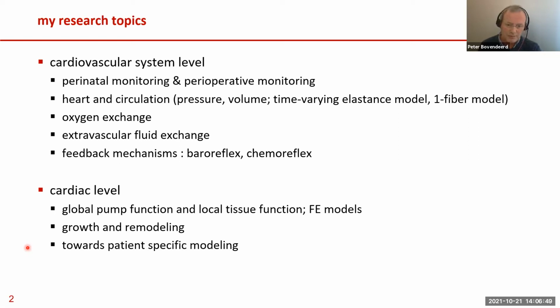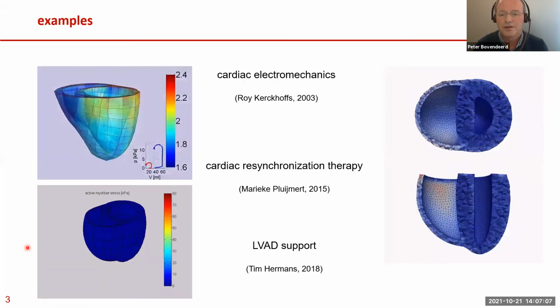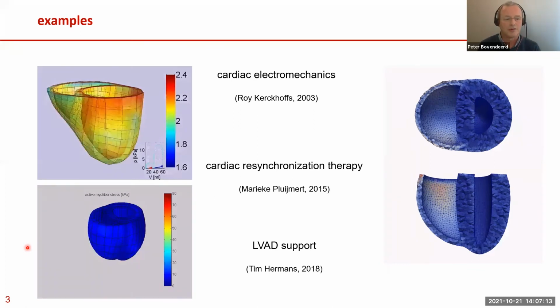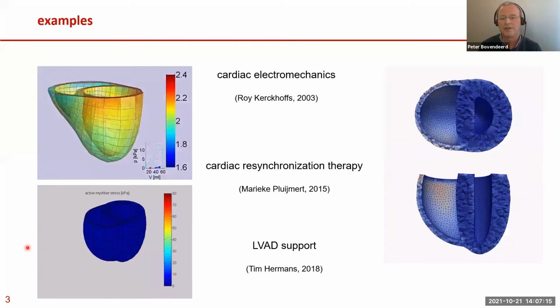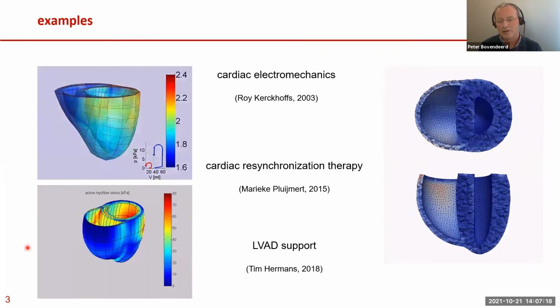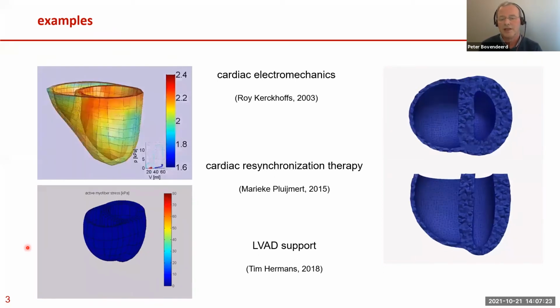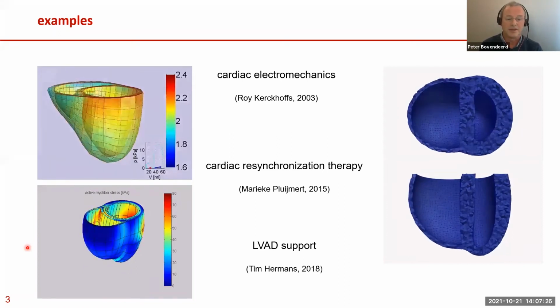On top of these topics, we look at models to predict long-term effects of changes in loading of the tissue. So that's growth and remodeling. And well, we are working on steps towards patient-specific modeling. A few examples. So on the top left, you see work from Roy Kerkhoffs during his PhD quite a long time ago, as you can see. Then on the bottom left, work of Marieke Pluimert as a kind of follow-up to the work of Roy Kerkhoffs. And she looked at cardiac resynchronization therapy.